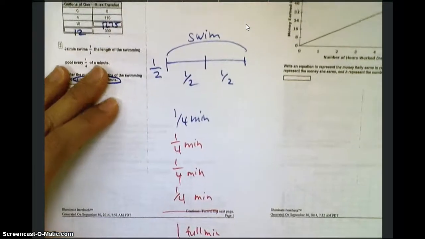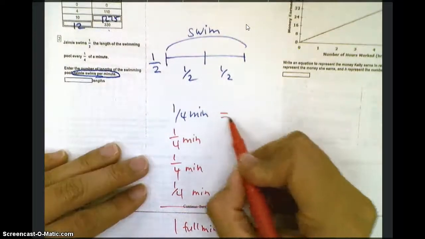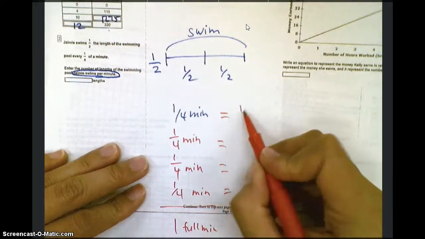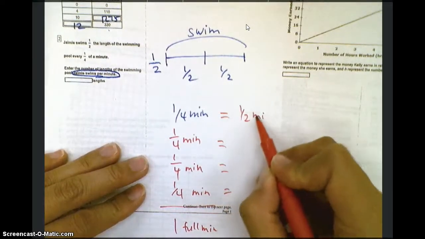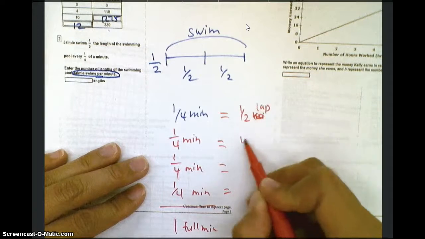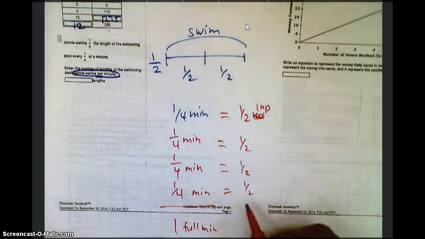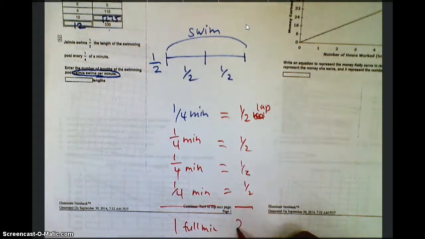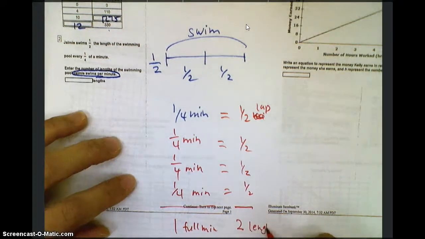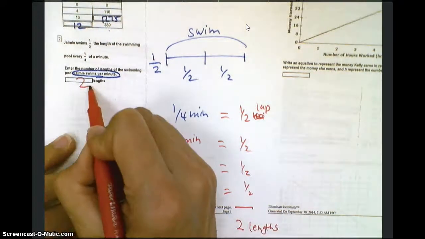From there, I can simply say that since each 1/4 minute is half a mile, half of the lap, and half, if I add up 4 halves, I will be able to get 2 lengths of the swimming pool. So my answer here is 2.